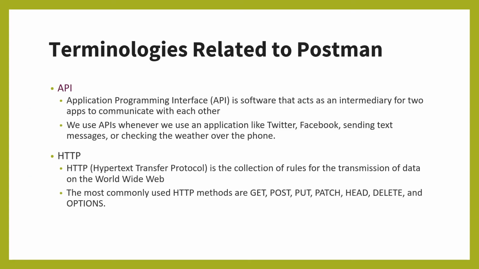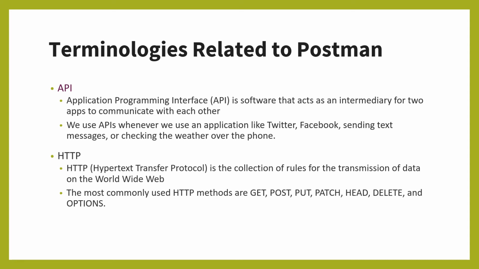So let's talk about a few terminologies that we are going to discuss throughout our series. The first is the API, and API is an acronym for Application Programming Interface, which acts as an intermediary for two apps to communicate with each other. So whenever we communicate with Twitter or Facebook via our phone, essentially we invoke their APIs. At the moment, API is the most preferred choice whenever two software systems want to communicate with each other.